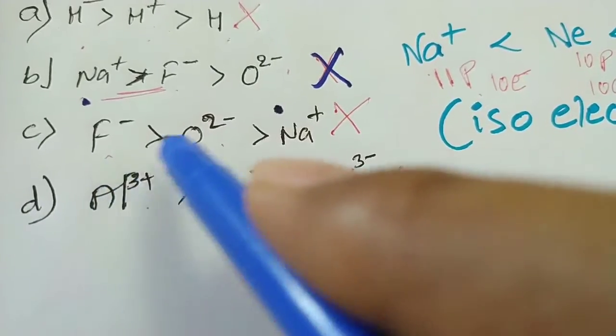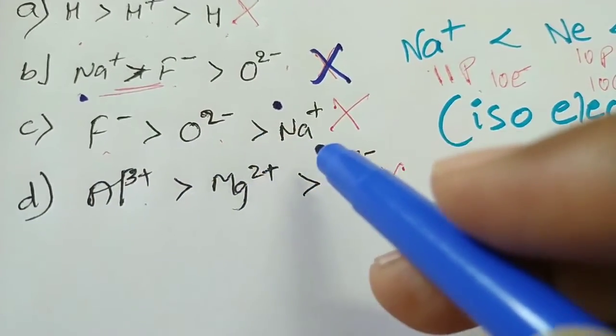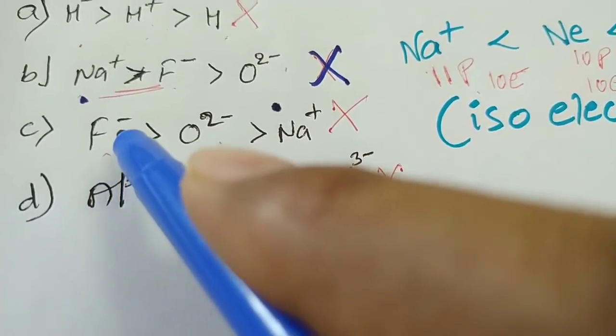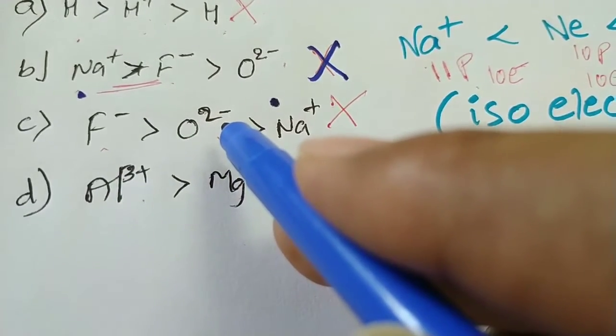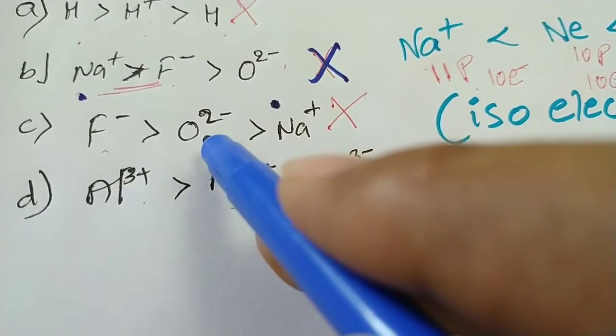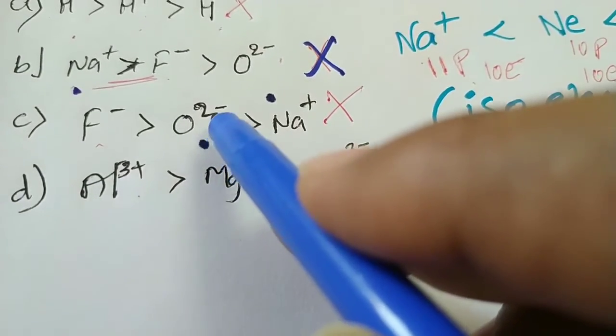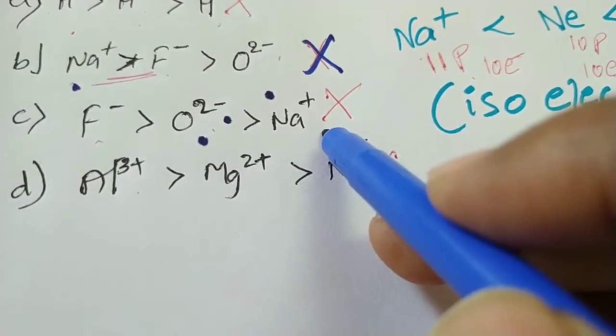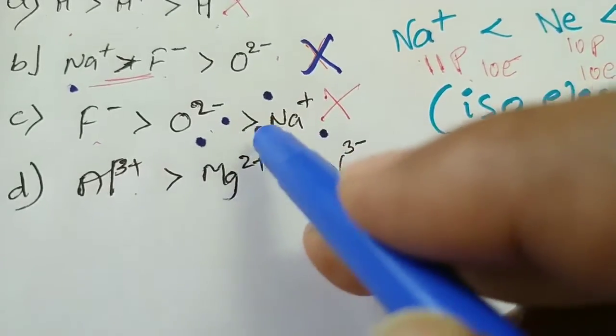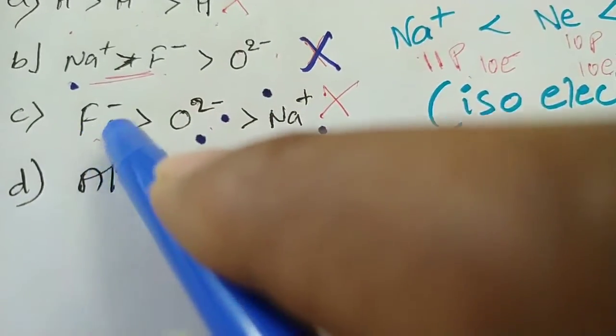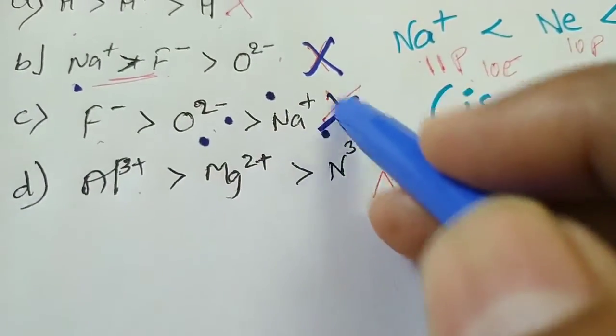Next, F minus, O2 minus, Na plus. See, this is a single minus, this is a 2 minus. Obviously, it should be higher. Then again you can see F negative charge and positive charge. Of course, this is okay, but F minus and O2 minus is wrong.